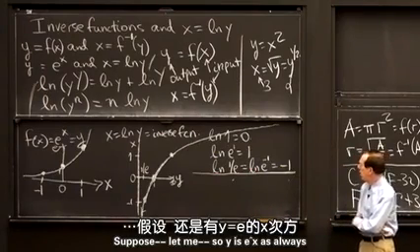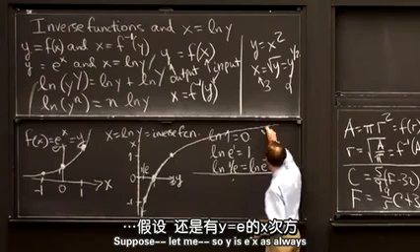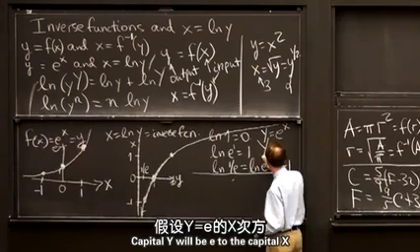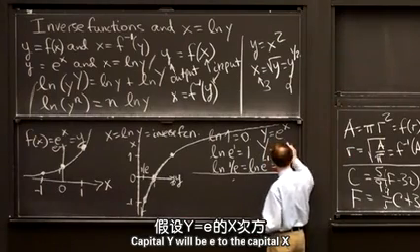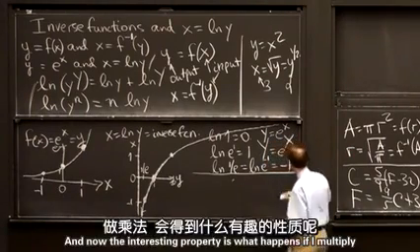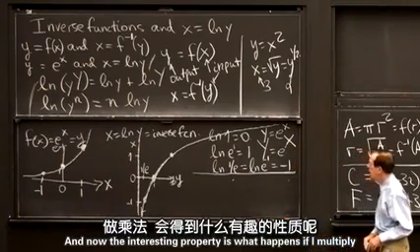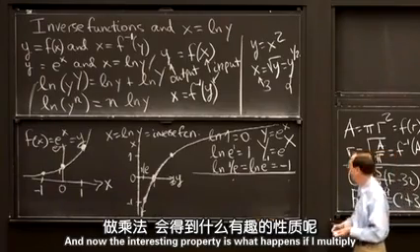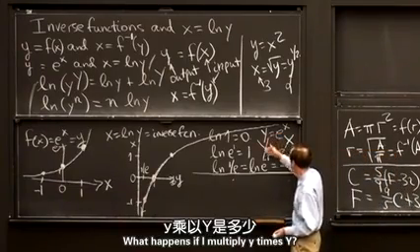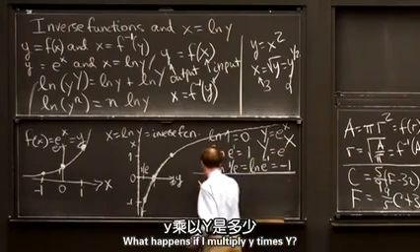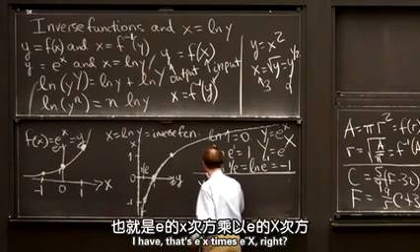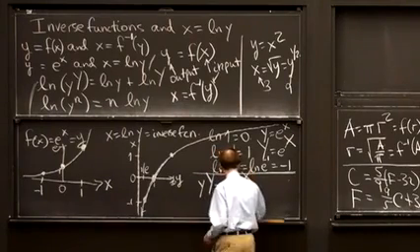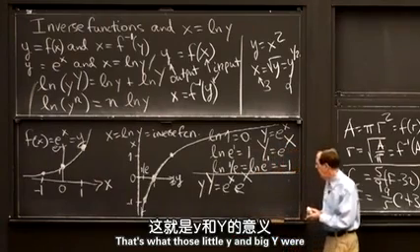Suppose y is e to the x, as always. Capital Y will be e to the capital X. And now, the interesting property is what happens if I multiply. What happens if I multiply y times Y? That's e to the x times e to the X, right? That's what the little y and big Y were.